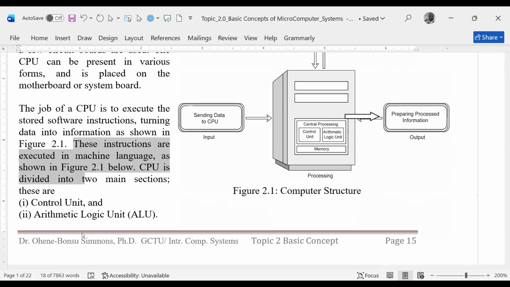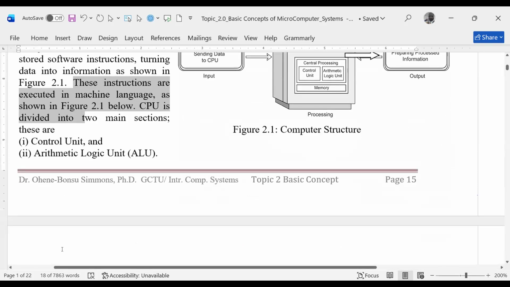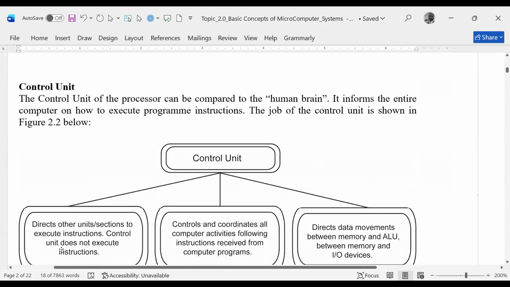One is called the control unit, normally called CU, and another one, the arithmetic logic unit, ALU. The control unit here is like the brain of a computer. From the onset, I said the CPU converts data into information. Now we have understood that the CPU is divided into two main components: the control unit and the arithmetic logic unit. The control unit part of the CPU is like the brain of the computer.